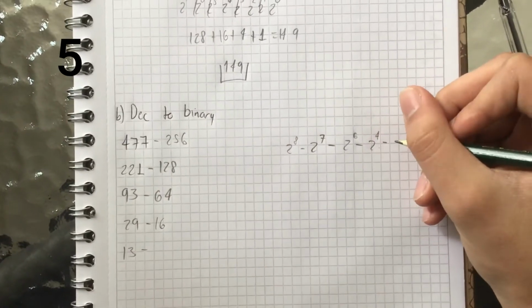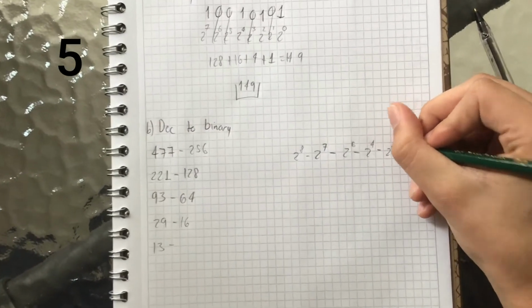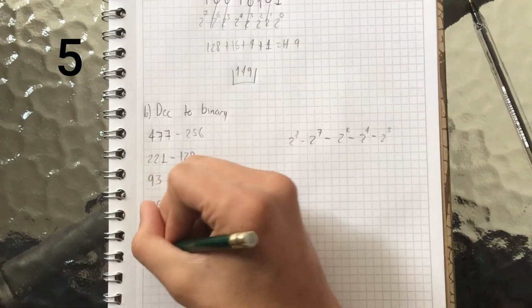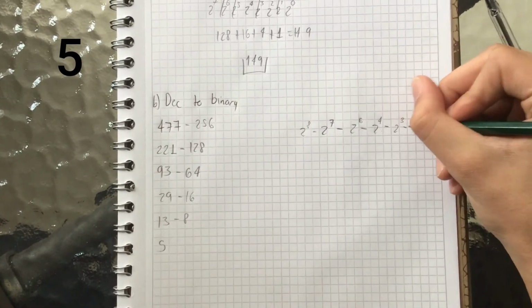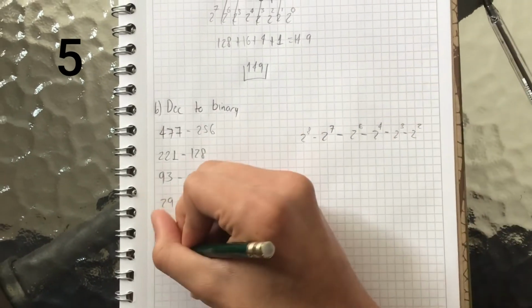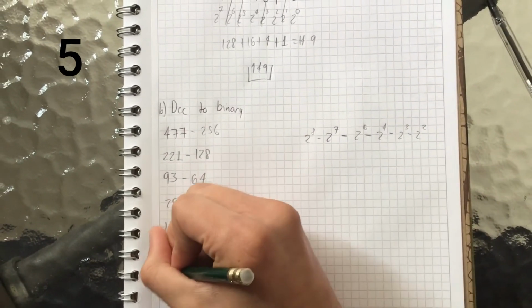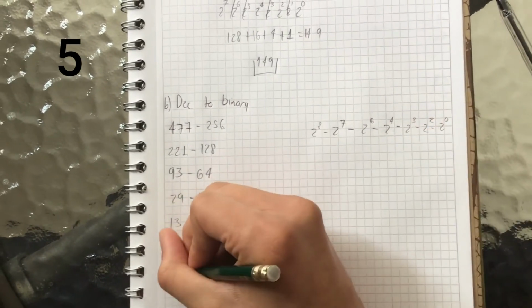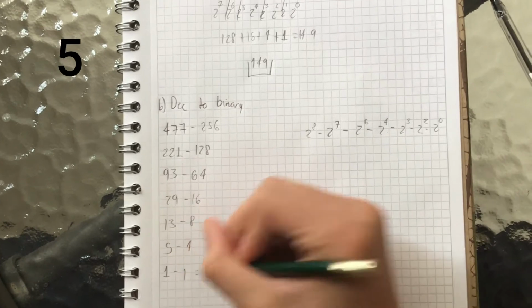Then the other would be 2 to the third power, which would be 8, and will give us a 5. Then 2 to the second power will give us a 1, and lastly 2 to the 0th power, that would be 1, which means this is 0.